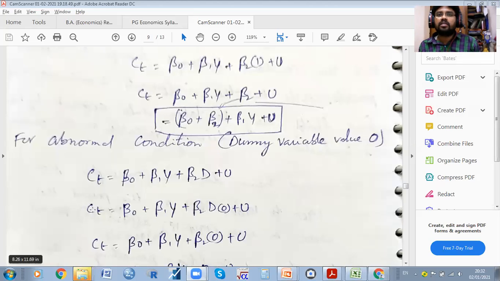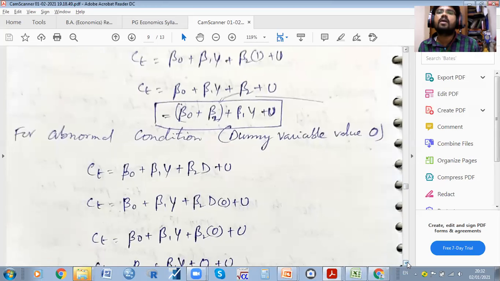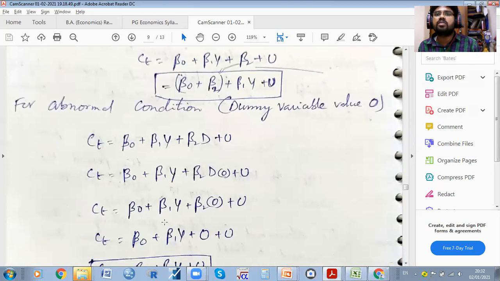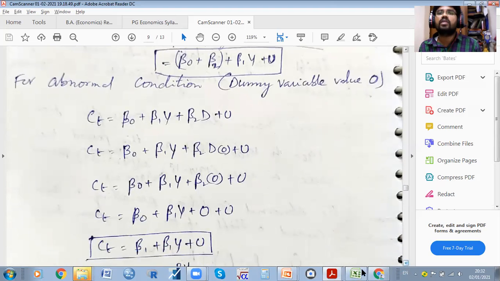See here, Ct is equal to beta 0 plus beta 1 y plus beta 2 d into 0. So when you multiply the d, the beta 2 coefficient, into 0, you get 0. So then here, only Ct is equal to beta 0 plus beta 1 y plus beta 2 into 0, which is 0. If you add it, no problem. If you don't add it, nothing will happen. So simply you can put plus u. So automatically you will get Ct is equal to beta 0 plus beta 1 y plus u.